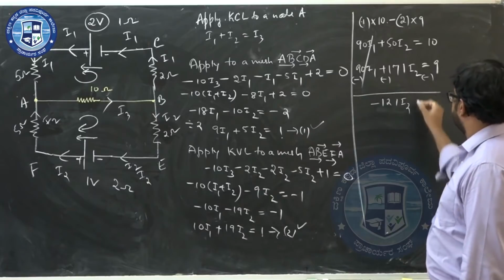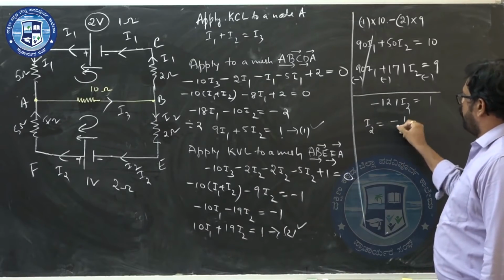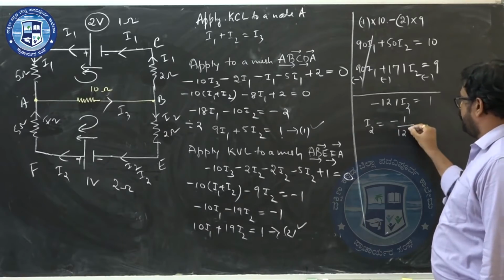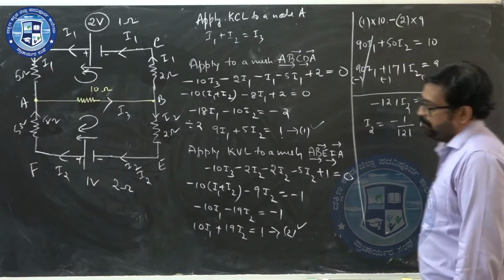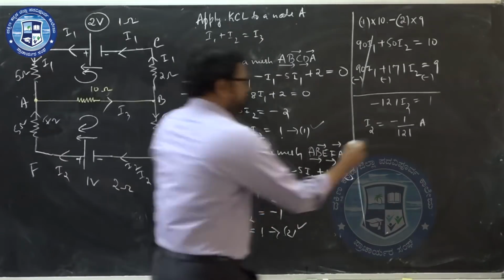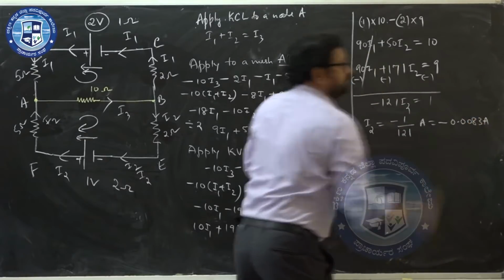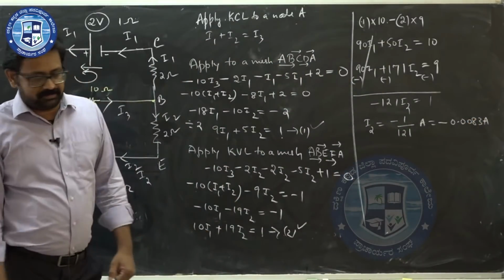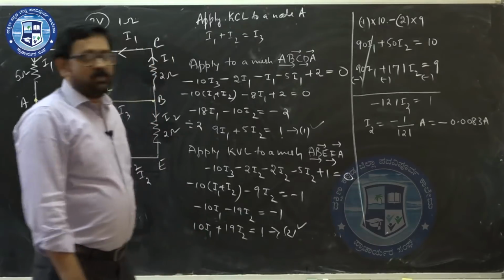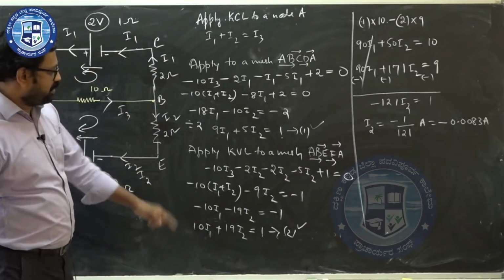Minus 121 I2 is equal to surely 1, which implies I2 is equal to minus 1 by 121 ampere. If you simplify that, it will be equal to minus 0.0083 ampere. That you can do using a calculator. So substitute that I2 back in any one of the equations, either equation 1 or equation 2.